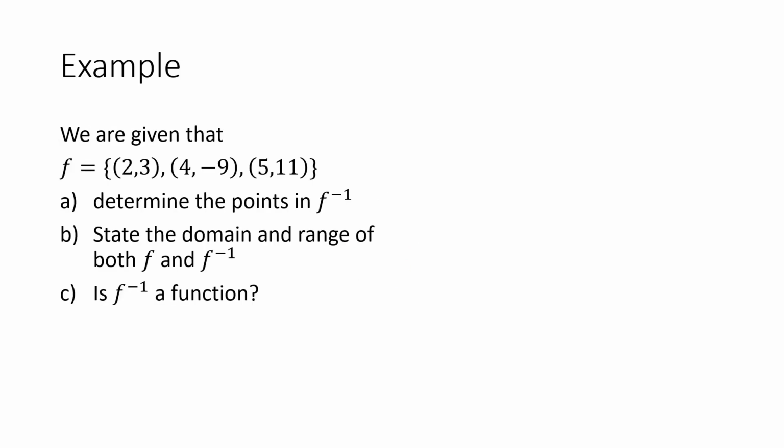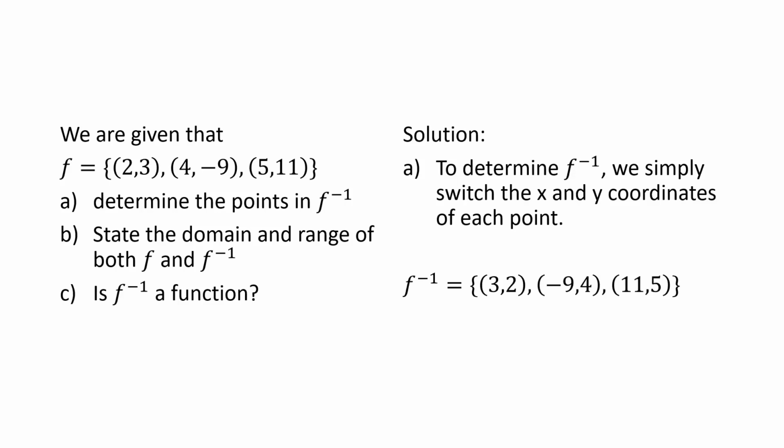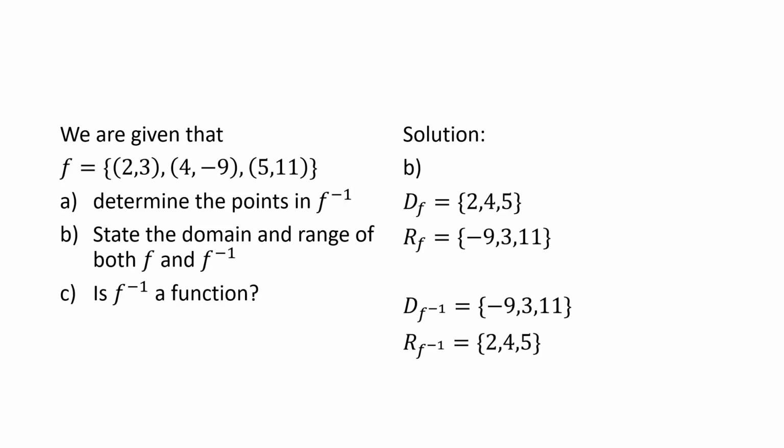So suppose we're given a function f where the points in the function are (2, 3), (4, -9), and (5, 11). We want to determine the points in f inverse, and we want to state the domain and range of both f and f inverse and determine whether f inverse is a function. Well, to determine f inverse, we simply switch the x and y coordinates. So (2, 3) becomes (3, 2), (4, -9) becomes (-9, 4), (5, 11) becomes (11, 5). So we can say that the domain of the original is 2, 4, 5. The range of the original function f is -9, 3, 11.